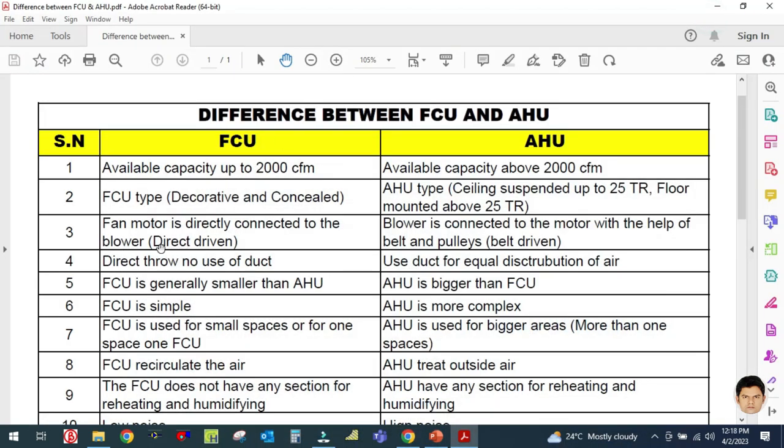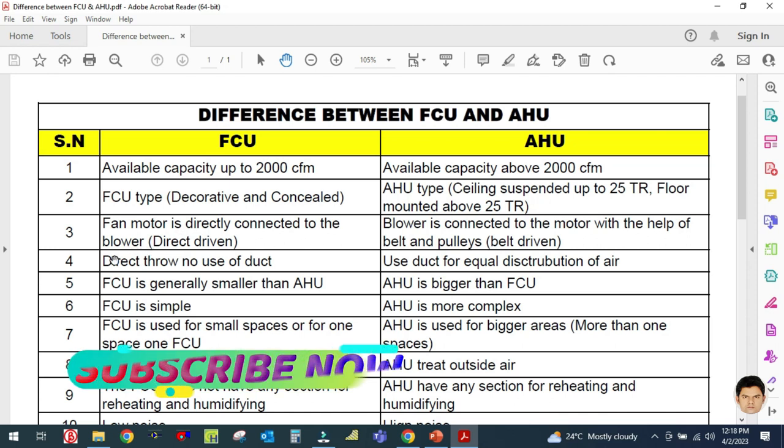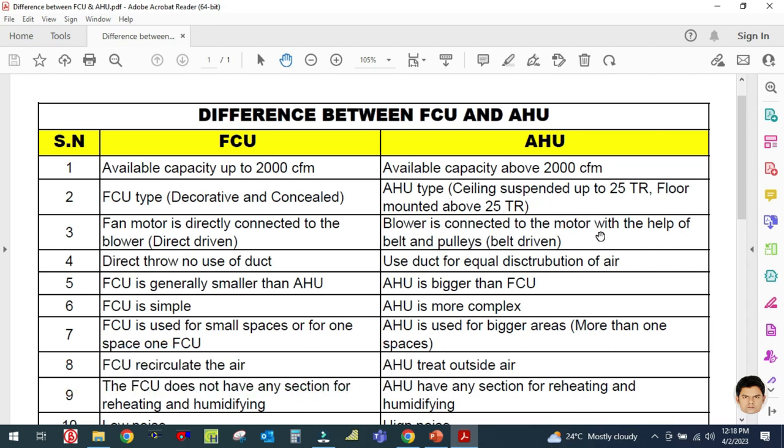So the next difference is the fan motor is directly connected to the blower. It is also called direct driven type. And in the AHU, the blower is connected to the motor with the help of belt and pulleys, so it's called belt drive. FCU is direct drive, and AHU is belt drive.